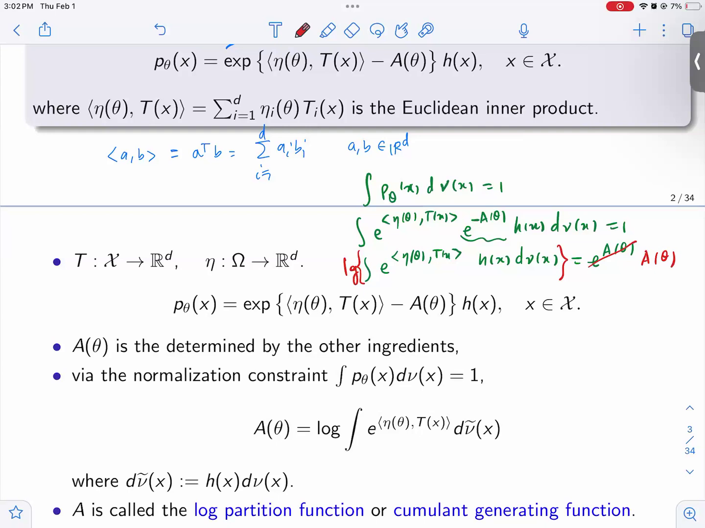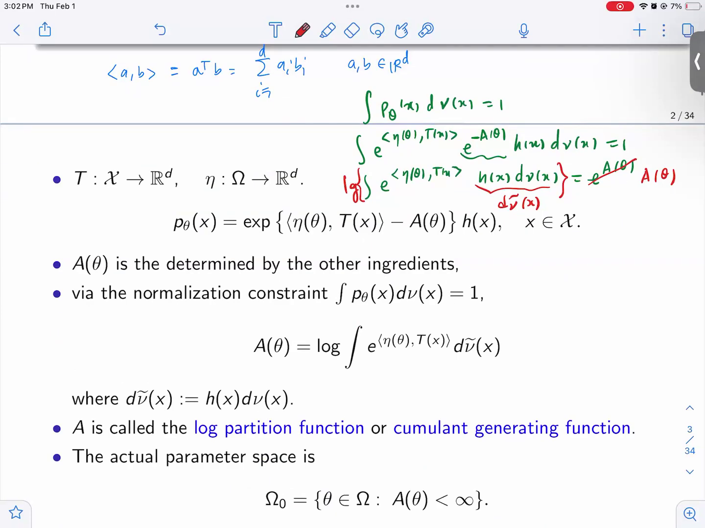And sometimes I write h of x d nu of x as just d nu tilde. This is a new measure with density with respect to that, so that I don't have to carry this h around. So that's the final result. So this is going to be the log of an integral. This is like an exponential against the new measure. You can just plug it in if you want.